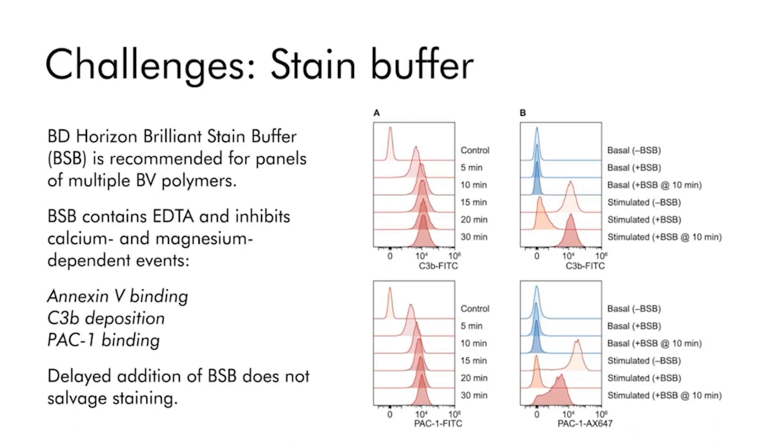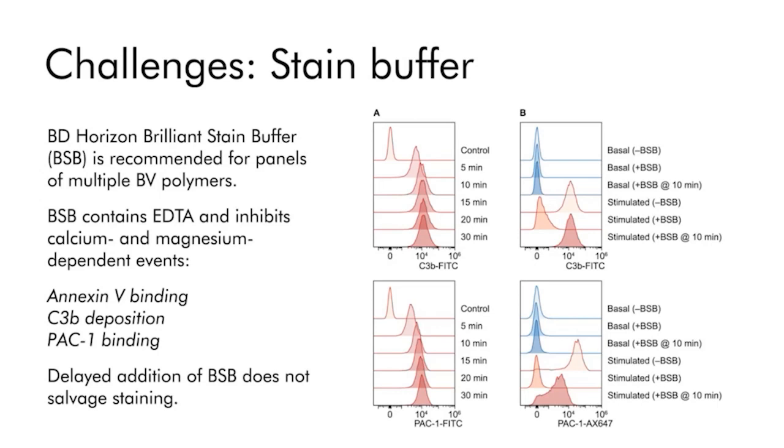However, we later found that the buffer caused inhibition of annexin binding, C3b deposition, and PAC1 binding, all of which happen to be calcium and/or magnesium dependent. And we later discovered that the buffer contains EDTA, which chelates calcium and magnesium. So we wanted to characterize the effects of Brilliant Stain Buffer in more detail.